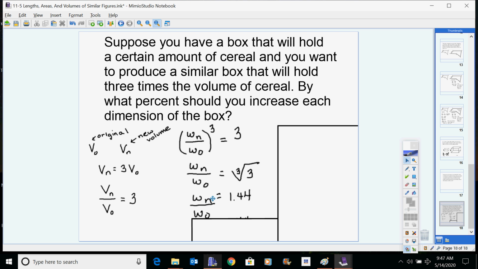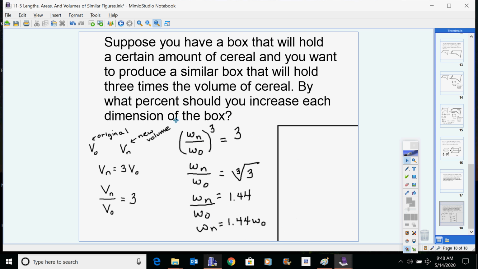Now, we want what percent. Wait a minute, what percent? We'll get to that shortly. But I want to first find out how many times the original. So we're going to multiply both sides by the original. So this gives me my new one is 1.44 times the old one. The new width is 1.44 times the old width. If we had had length, we'd have the new length is 1.44 times the old length. Or we could have the height is 1.44 times the old height. It would work out to be the same math each time.